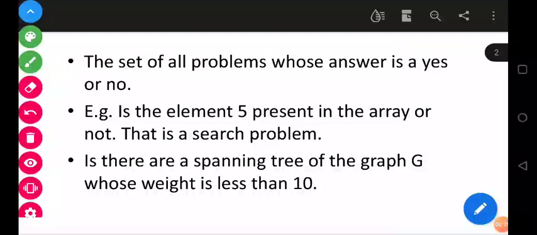Another example is if I ask a question, is there a spanning tree of graph G whose weight is less than 10? So this is also a decision problem because either the minimum spanning tree of this graph is less than 10, in that case the answer is yes, otherwise the minimum spanning tree of this graph is more than 10, and in that case the answer is no.